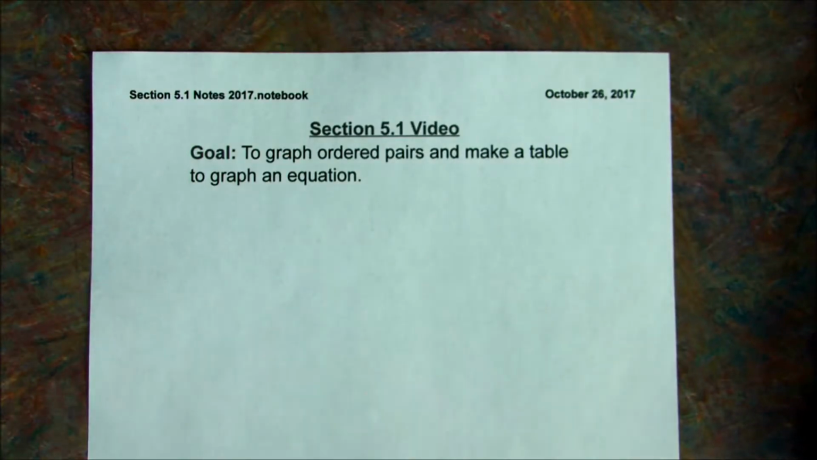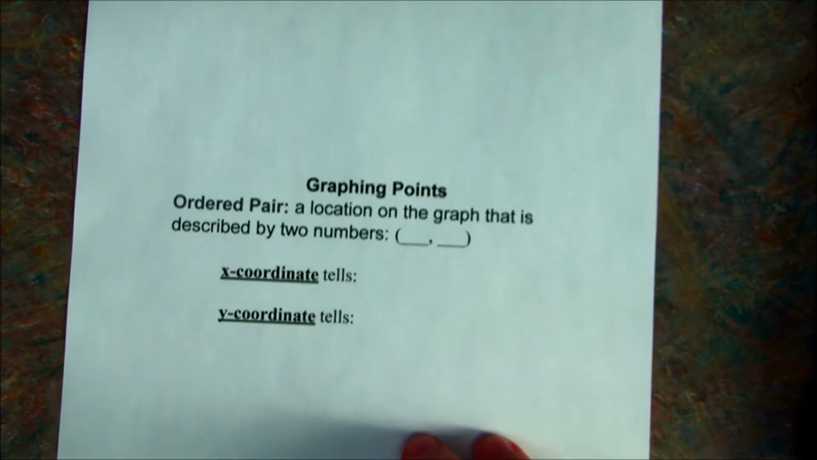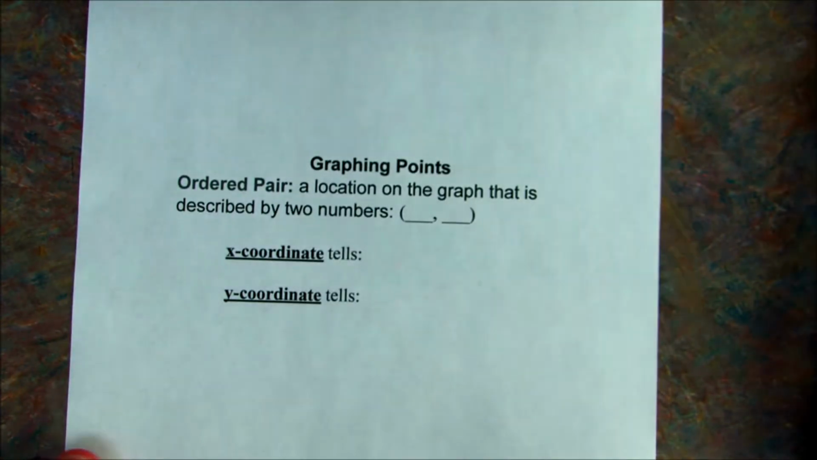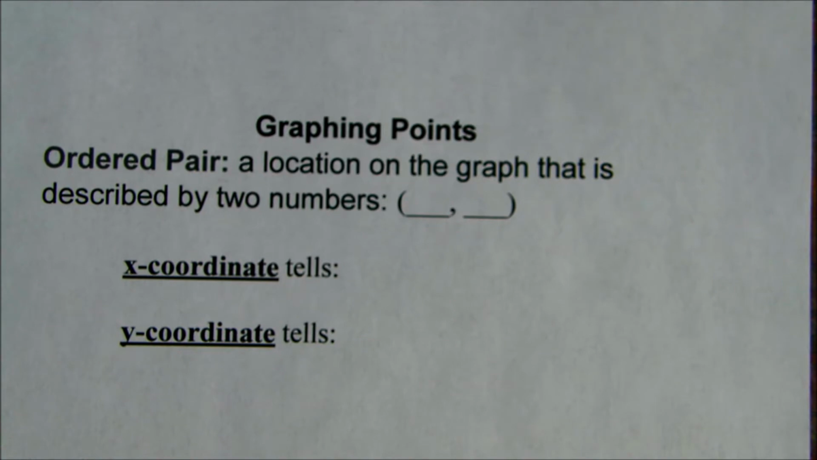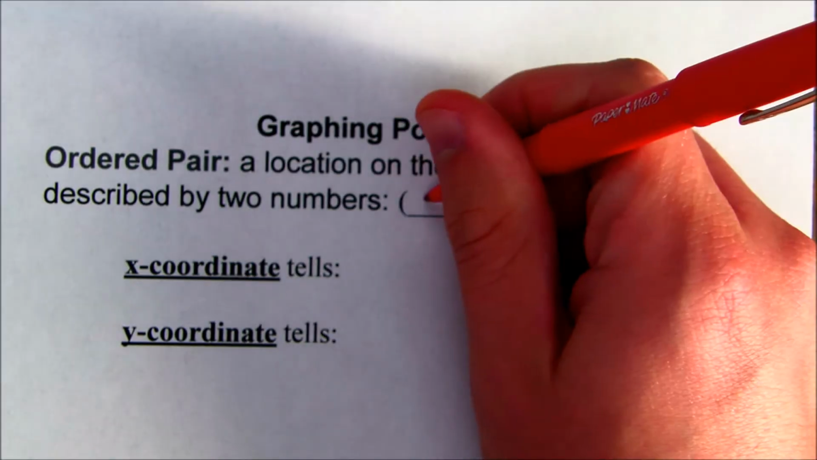In this video, I'm going to be discussing how to graph ordered pairs and make a table to graph an equation. Now, in order to begin, we first need to understand how to graph points. Points are what are called ordered pairs. They're the same thing, just different words for the same thing. An ordered pair is a location on the graph that is described by two numbers. And those numbers we label as x and y.